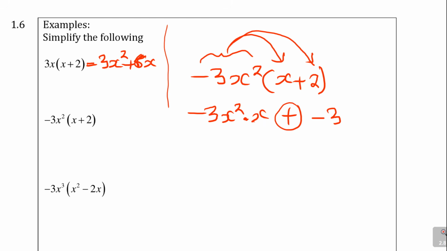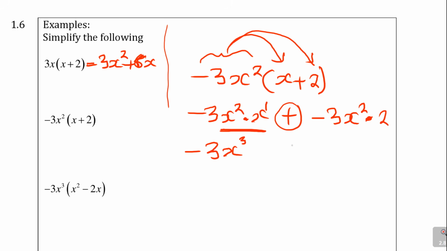And then you're going to say what? Minus 3x squared, now it's times what? Dot 2. Are you with me? Then you have to multiply those two x's. Now I told you what you do when you say x squared times x. How many x do you have? 2 plus 1 is 3. So it's minus 3x to the power of 3.